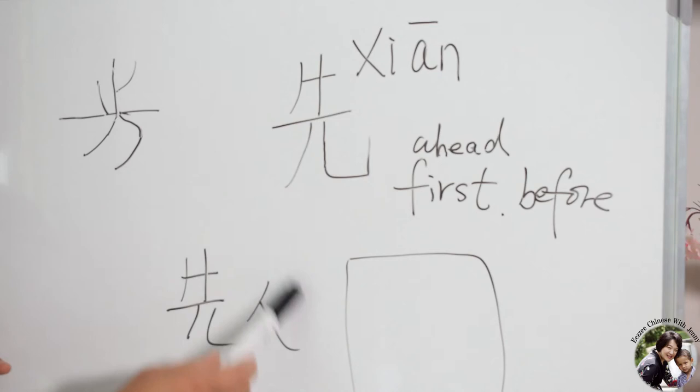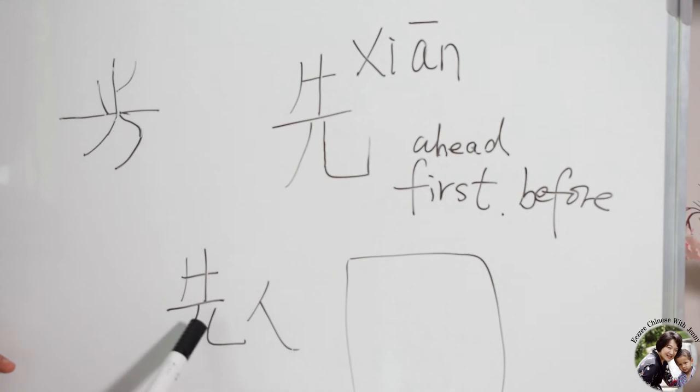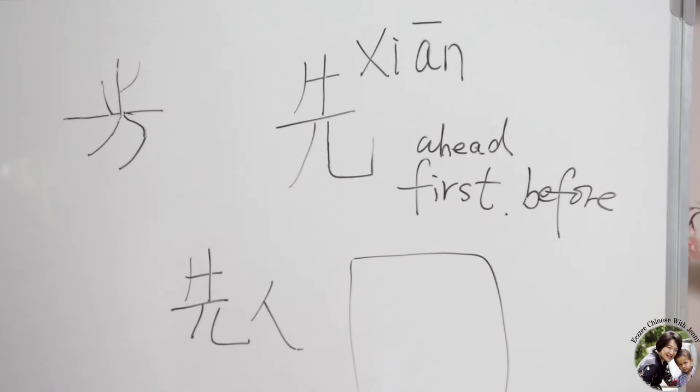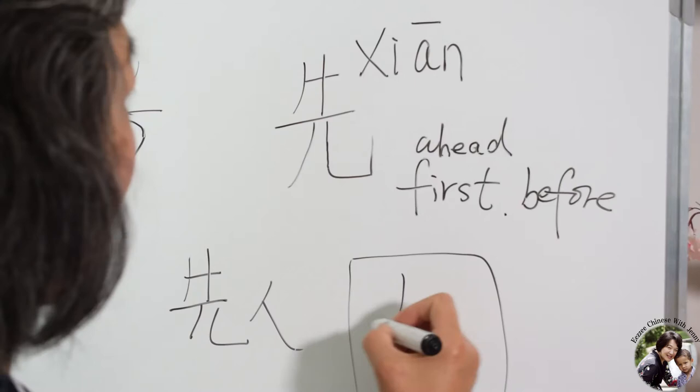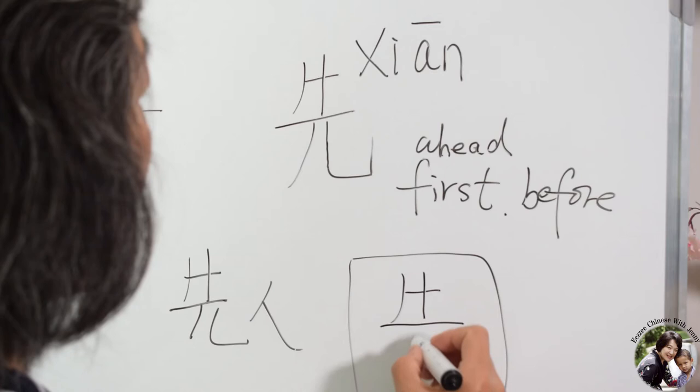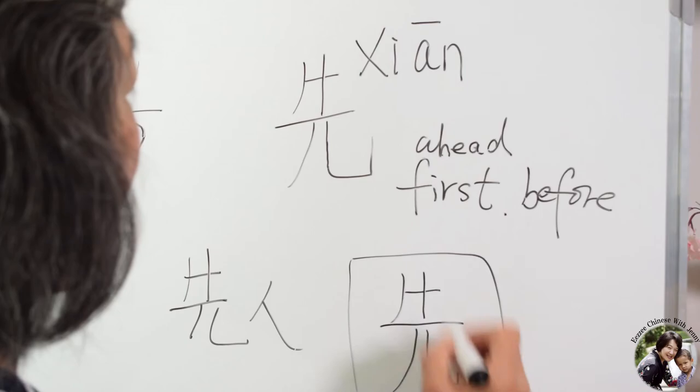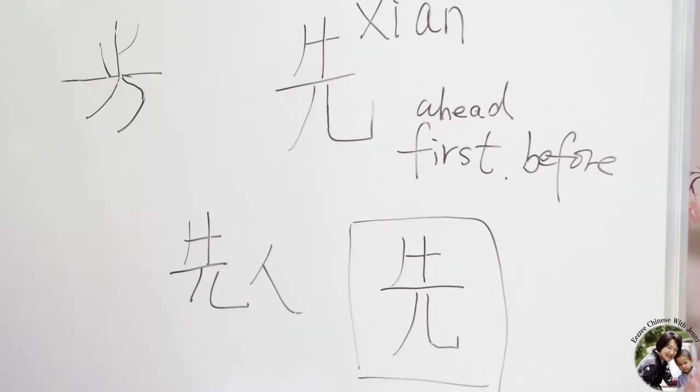If you say someone is 先人, 先 means someone ahead of you. So it means your predecessor or your ancestor. 撇, 横, 竖, 横, 撇, 竖, 折钩, 先: ahead, or before, or first.